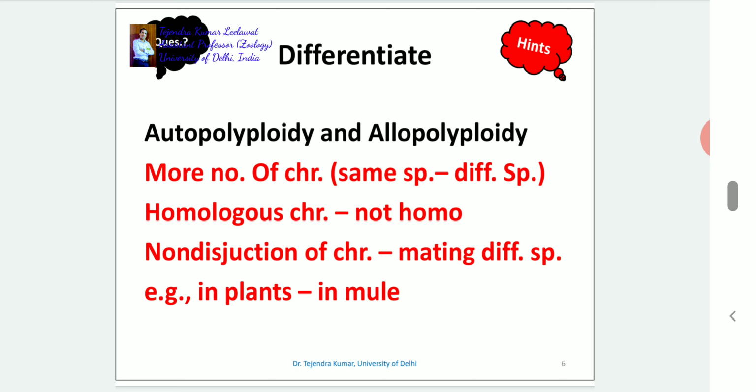So in case of animals, ploidy conditions, meaning polyploidy, like autopolyploidy or allopolyploidy, produce infertile progeny, and these are not viable. But in case of plants, it is sometimes beneficial, but in case of animals, it is not beneficial.